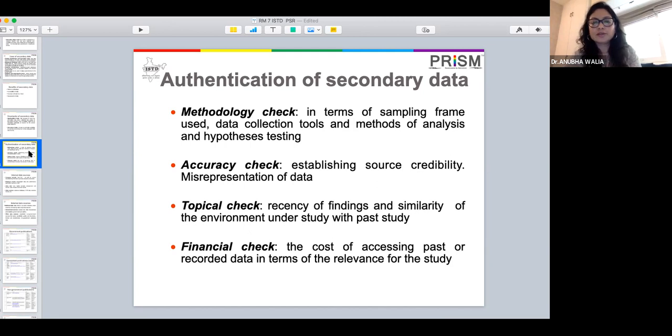You need to check the recent findings of the data, the similarity of the environment under the study with the past study. Because if that environment was different and today the environment is different, there are two different things altogether. So we really have to check and figure it out.